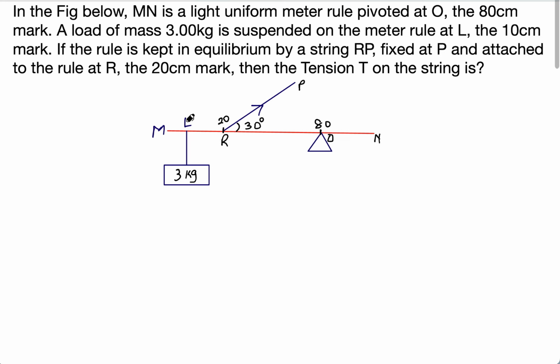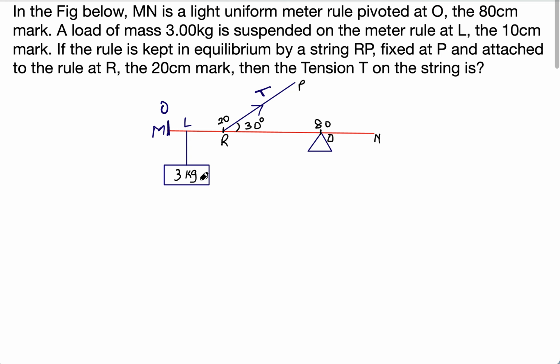So the meaning of all these marks is that M can be regarded as the 0 centimeter mark. As we're going forward, L is 10 centimeters, R is the 20 centimeter mark, and then this is the 80 centimeters mark. So the question we are looking for is the tension T on the string. This is the string P. So we are looking for the tension in this string.